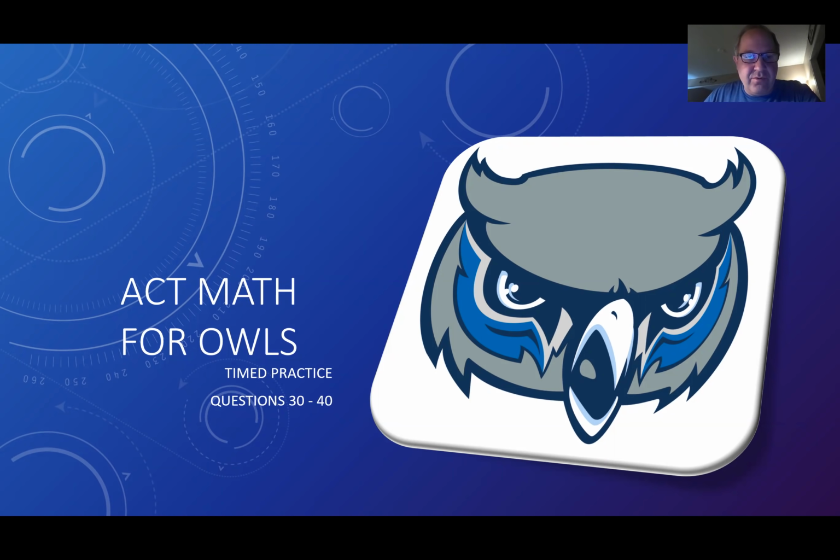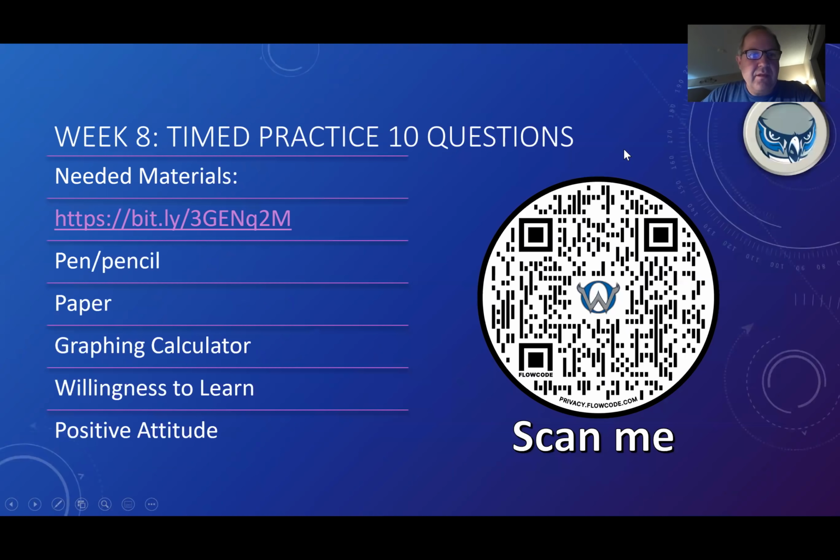So, materials you will need. Besides the pen and pencil and paper and graphing calculator and willingness to learn and positive attitude, you also need to grab the questions. So two ways to do it. If you're watching this in a classroom, go ahead and everyone pull out your cell phones and scan the QR code in front of you. If you're using a computer, you can do the same thing or type in the bit.ly web address, but everyone will need the questions in front of them so they can do them on a piece of paper.